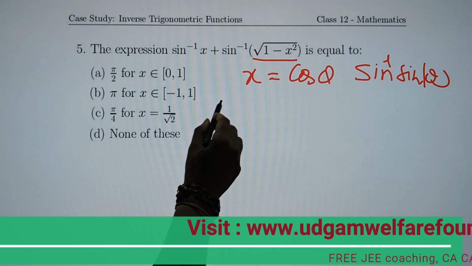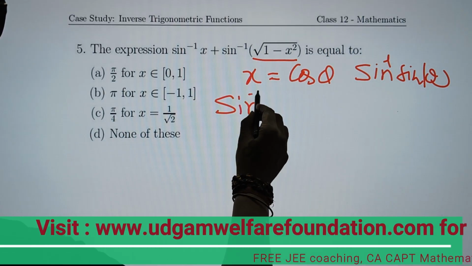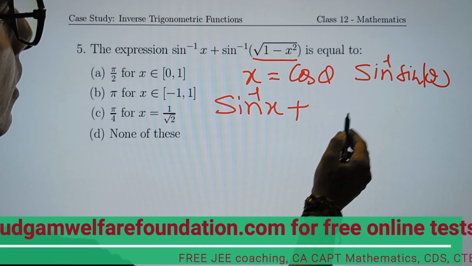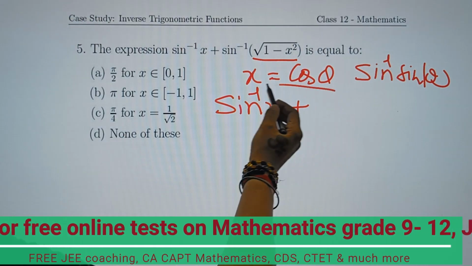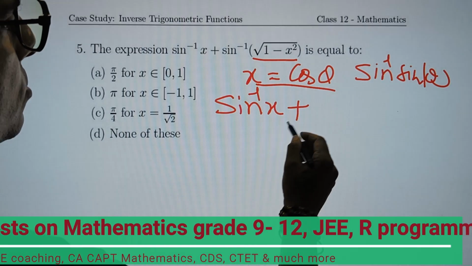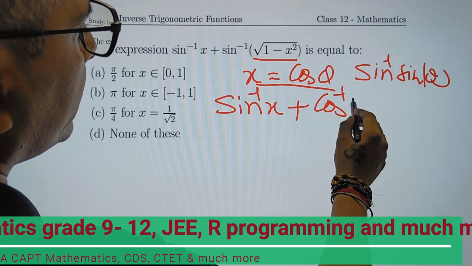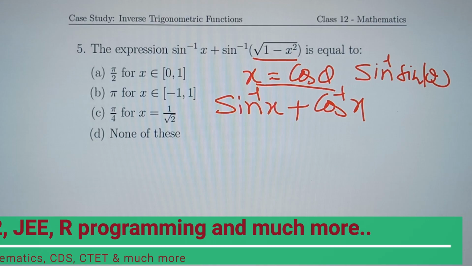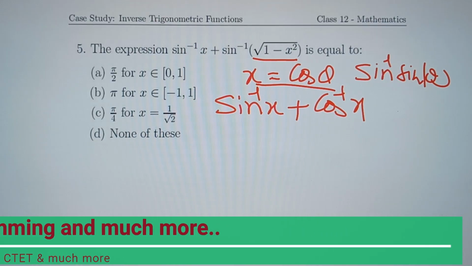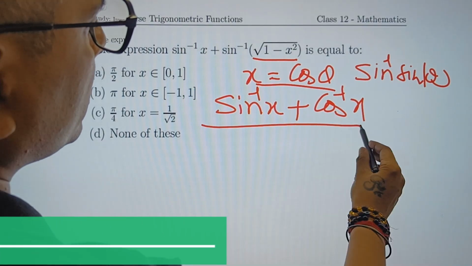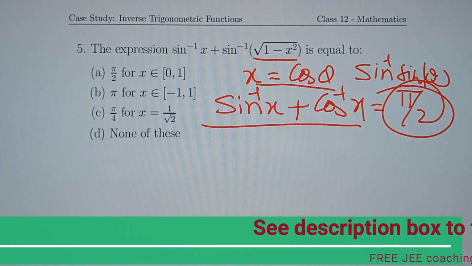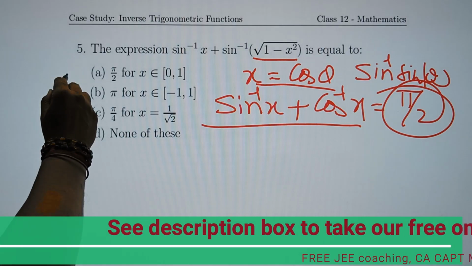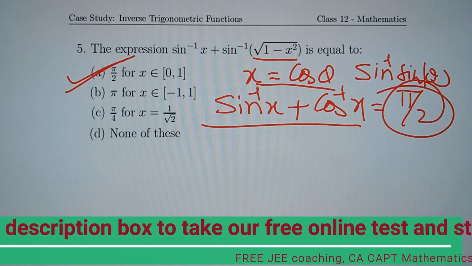Now we are having what? Sin inverse of x plus sin inverse of sin theta is equal to theta obviously, and theta is equal to what? Theta is equal to cos inverse of x here. So we are getting what? Sin inverse of x plus cos inverse of x, and we know the property of sin inverse x plus cos inverse x equal to what? Pi by 2 only. So option number A is the correct answer here.